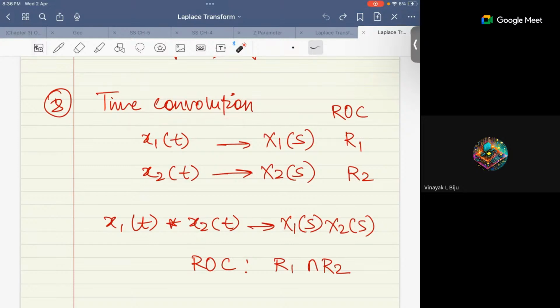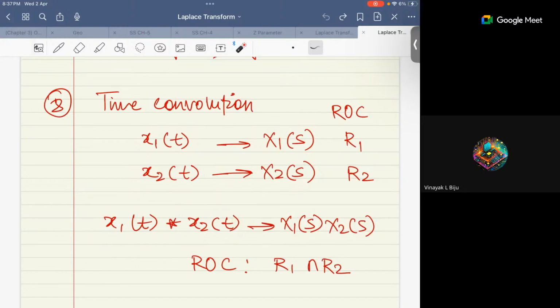Let's say you have been given two signals, and for both signals you know the Laplace transform, with the ROCs R1 and R2. If you have to get the Laplace transform for the convolution of x1 and x2, then in the Laplace domain this will get multiplied. So you have X1 times X2, you just multiply them, and you get the Laplace transform of the convolution of x1 and x2.